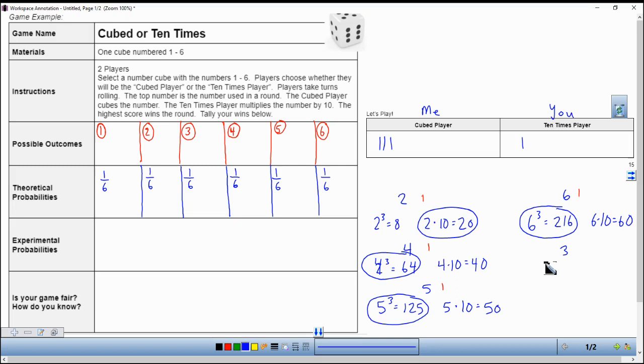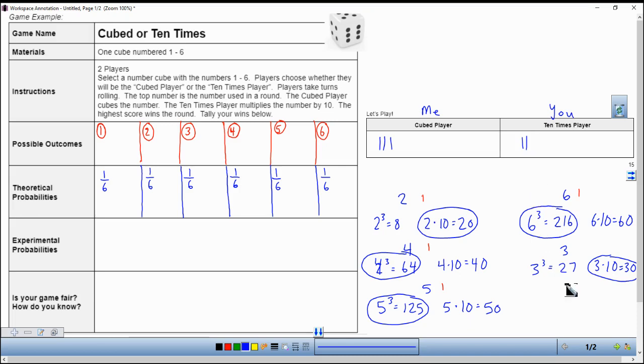So that means I would get 3 to the third power, which is 3 times 3 times 3, which is 27. And you would get 3 times 10, which is 30. So it looks like you win that round. Okay. That's you. All right, so I'm in the lead so far.